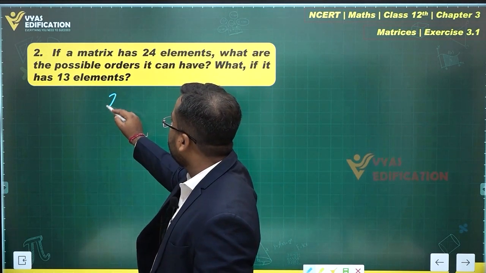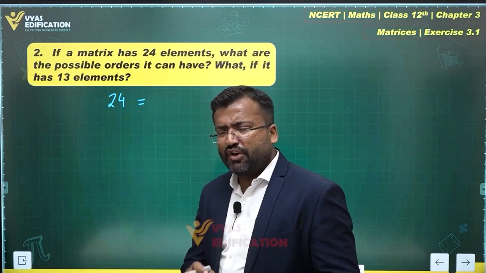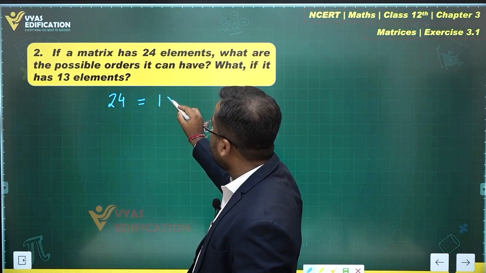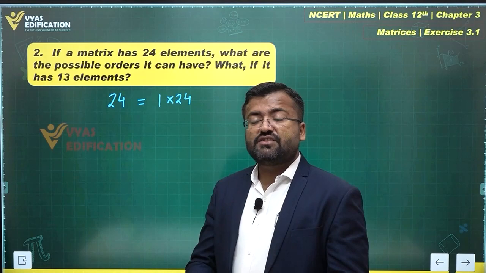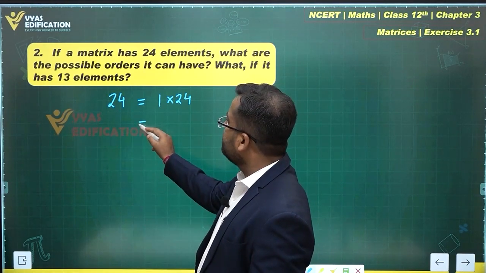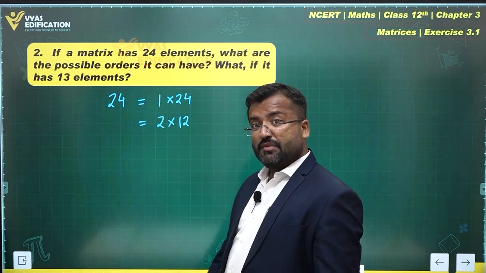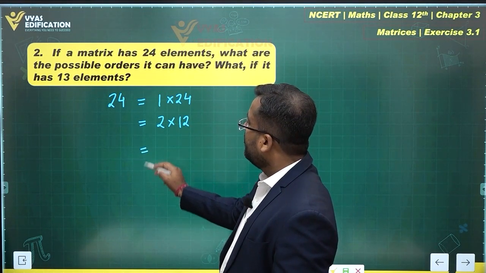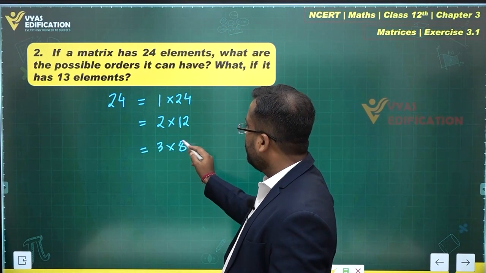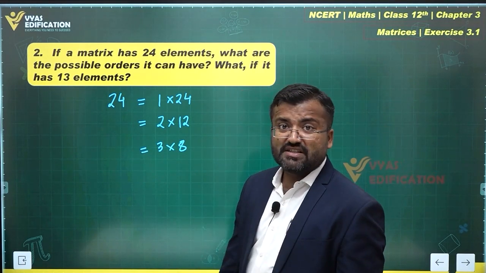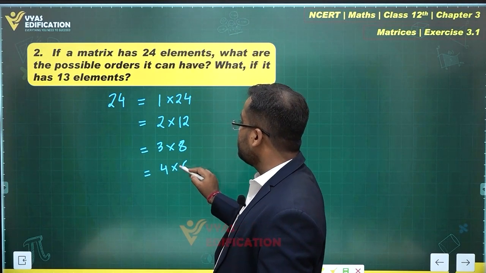So 24 can be written as, let's begin with the smallest one, 1 by 24. The smallest number of rows can be 1, right? The next factor that I can think of is 2, as 24 gets divided by 2, and what you get is 2 by 12, another possible order. We could also have 3 by 8, as 24 gets divided by 3. 24 has another factor 4 as well, so this is 4 by 6 as well.